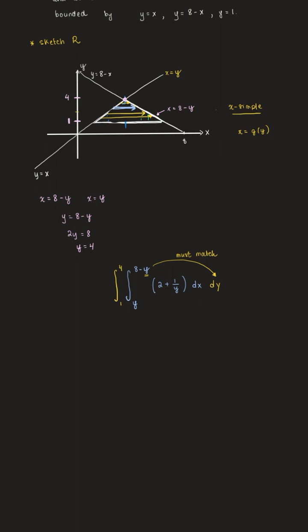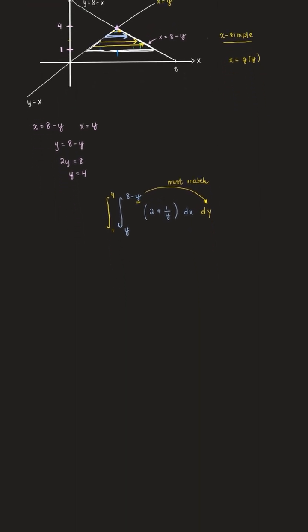This hopefully is getting a little bit easier for you. For the inner integral, we're going to be holding y constant. And we integrate with respect to x, so that's going to give us 2x. And 1 over y is a constant, so 1 over y times x, so x over y. This will be evaluated from y to 8 minus y, so that once we apply the fundamental theorem of calculus, we have a function of y that we can integrate with respect to y.